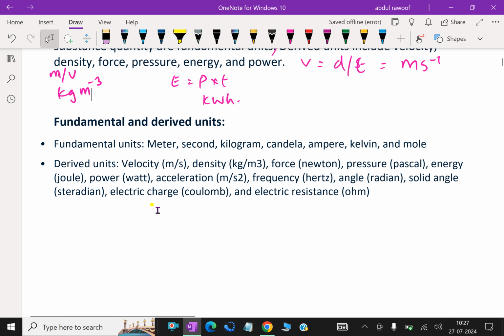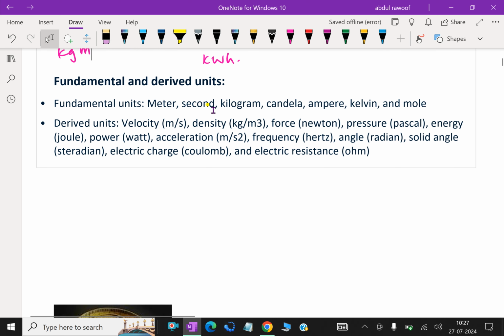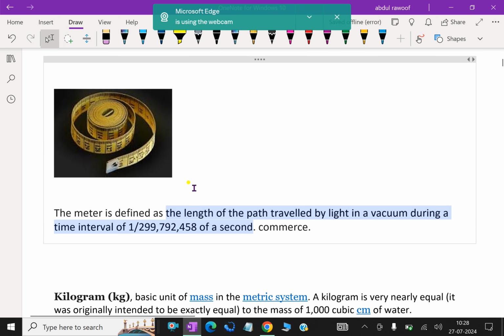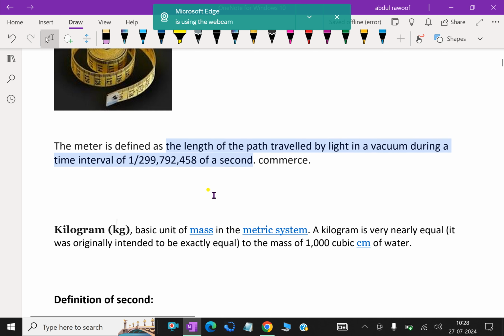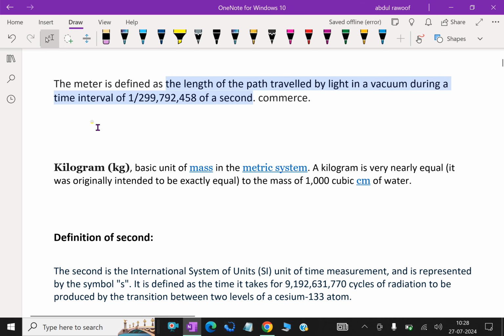Next, now we'll discuss what are fundamental and derived units. Already discussed. Fundamental units are meter, second, kilogram, candela, ampere, Kelvin, and mole. Derived units are combinations of those units. Next one, we will see the basic definition of the basic units. That is, meter is defined as the length of the path traveled by light in a vacuum during a time interval of this many seconds.